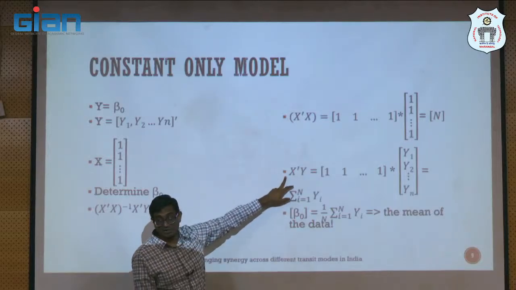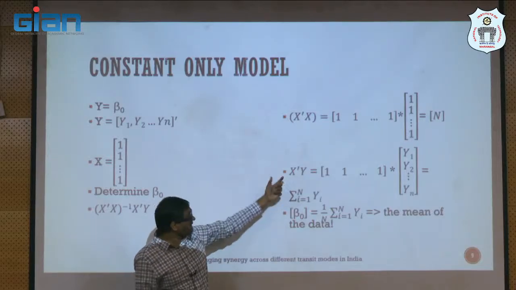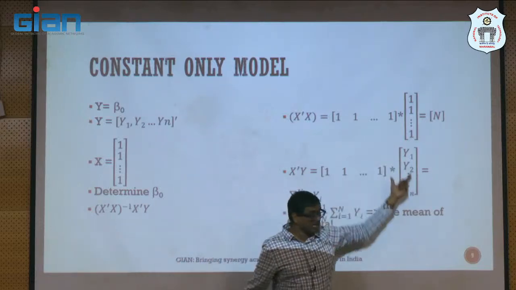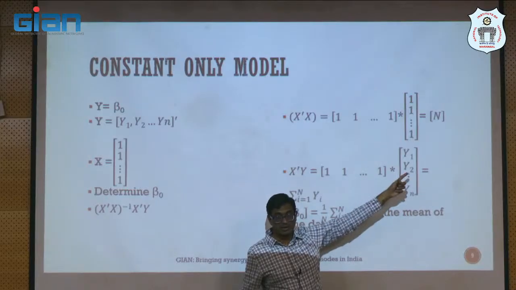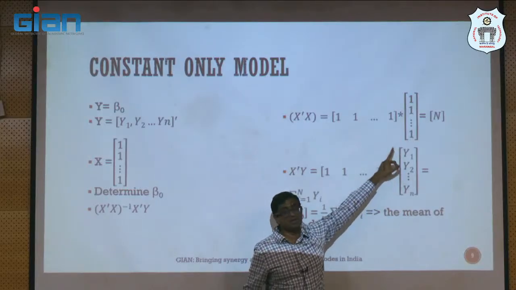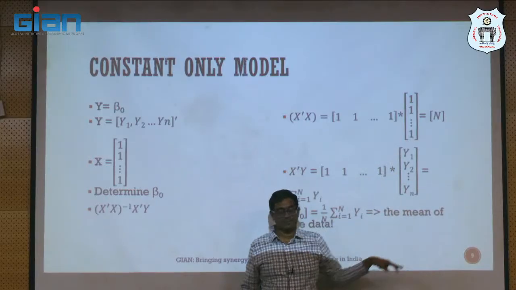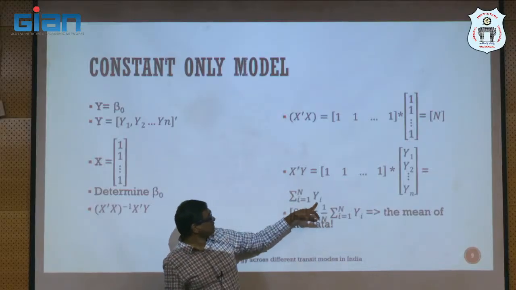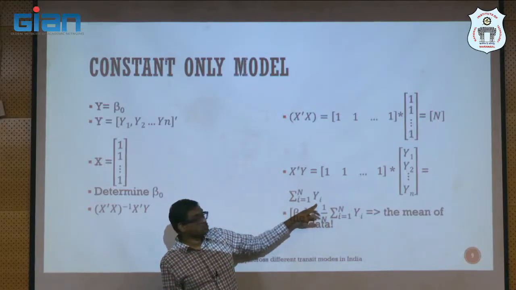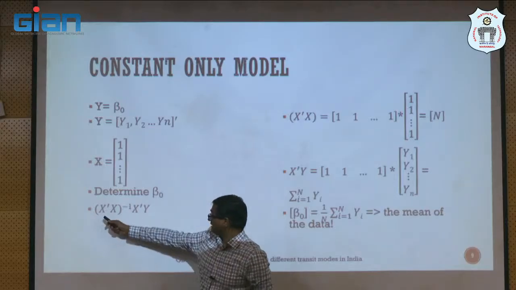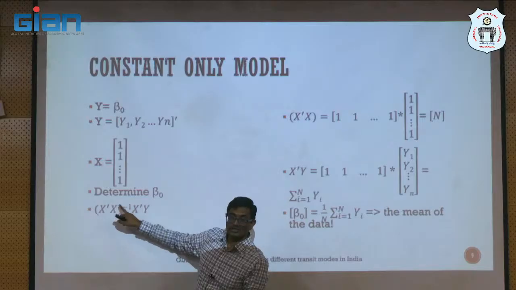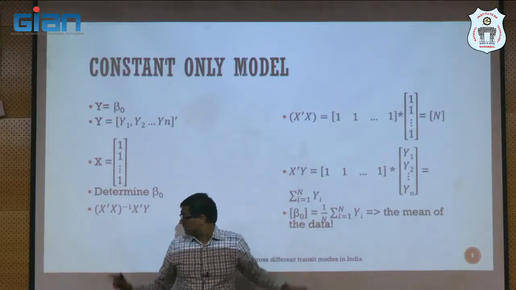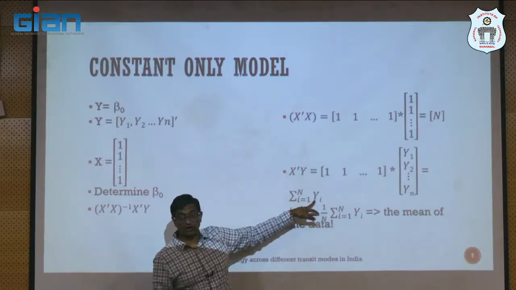Then let's do x dash y. X dash y is again a vector of 1s times y. So 1 times y1 plus 1 times y2 plus 1 times y3 is simply y1 plus y2 plus y3 and so on. So you end up with the summation of y. Now let's apply the formula, x dash x whole inverse x dash y. So this is n, inverse will be 1 over n, and this is the summation of all of that.